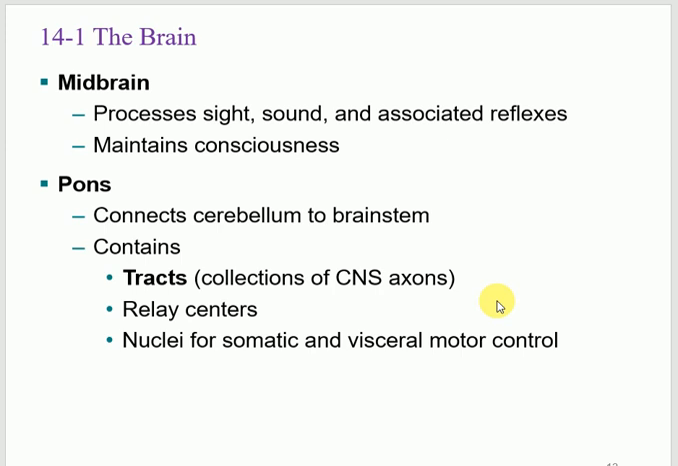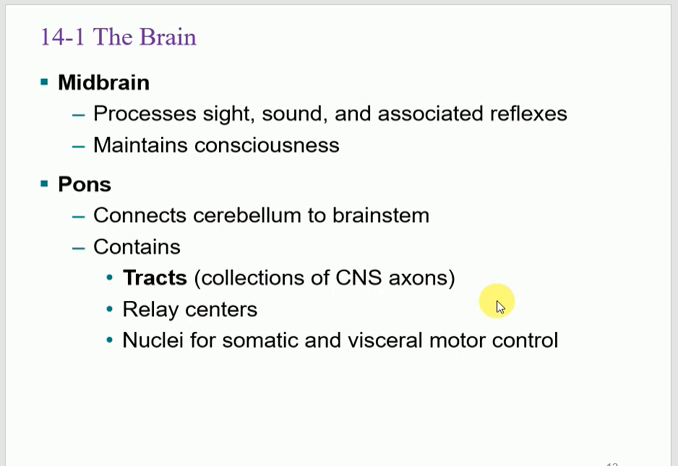Midbrain, generally speaking, it processes sight, sound, reflexes, maintaining consciousness. This is just generally speaking again. We will discuss the details. It's for processing vision and sound and so on. Underneath the midbrain, there is pons. And basically, the pons is connecting the cerebellum to the brainstem. Behind it is the cerebellum. What do we have in the pons? We have some tracts, relay centers, and some nuclei.